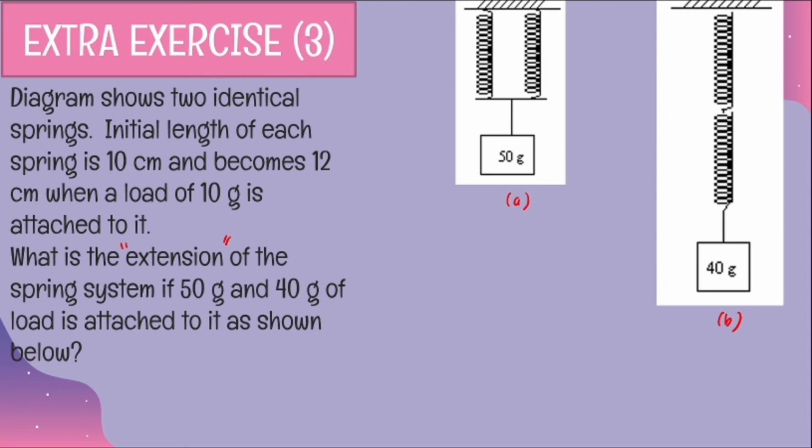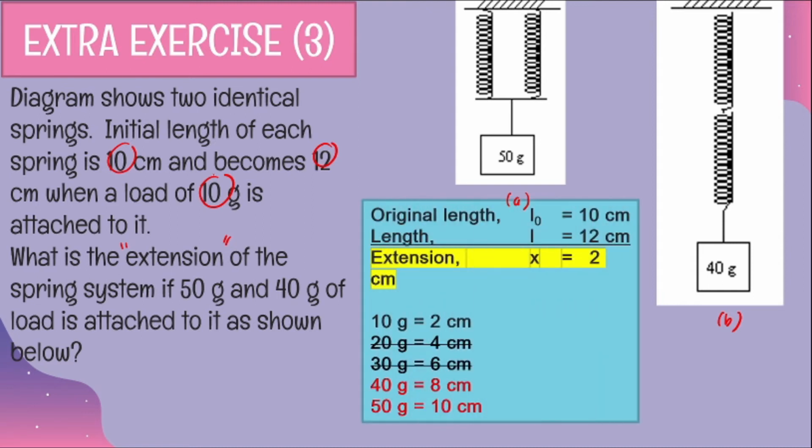Cikgu nak ambil ratio berapa ni? 10, 12, 10. Okay, maksudnya ini, jangan tengok yang bawah lagi. So, 10, okay, 2 cm. Maksudnya dia punya ratio is 10 gram, 2 cm.